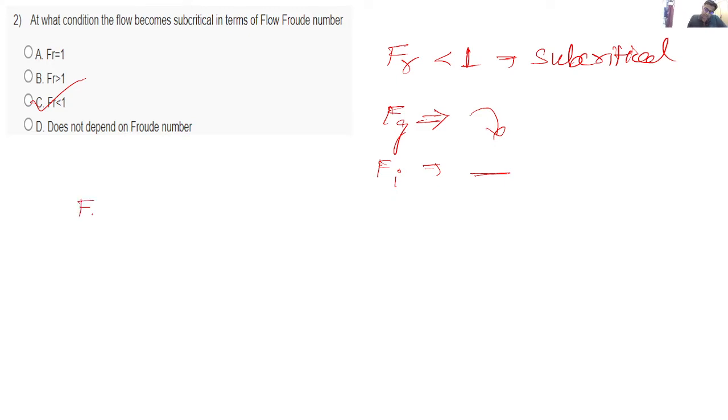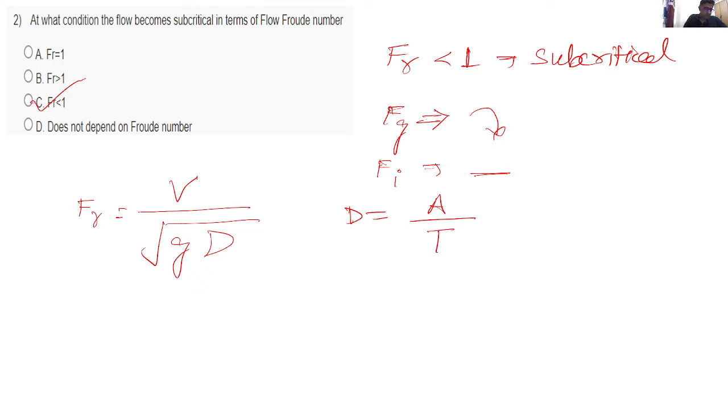So the Froude number is the ratio of the flow velocity to square root of g, that is acceleration due to gravity, into the hydraulic depth. D is the hydraulic depth, and D can also be represented as the ratio of the cross sectional area to the top width of that open channel.